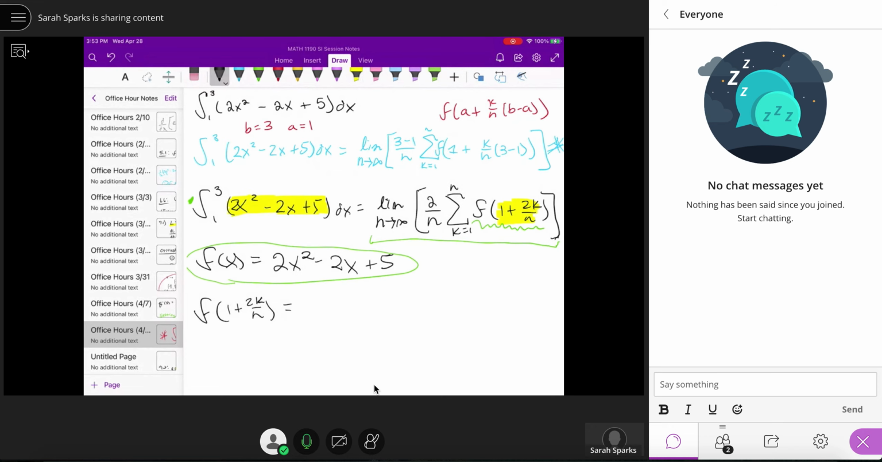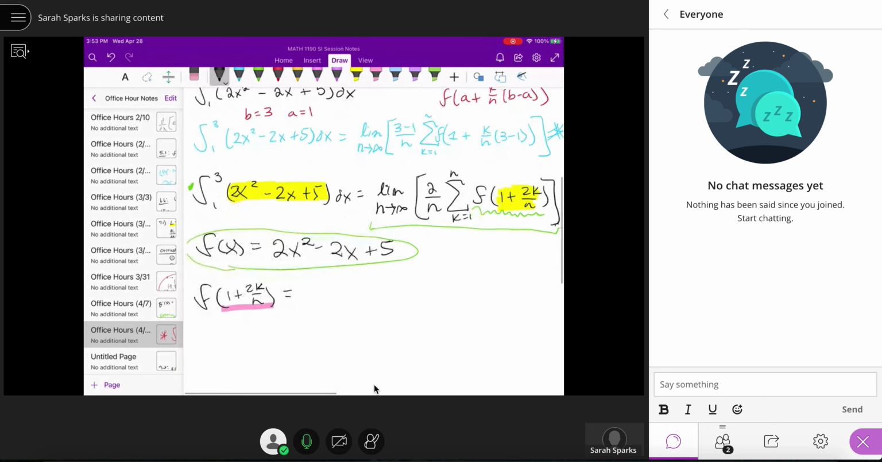And then everywhere you see an x, you're going to replace it with this 1 plus 2k. Oh, okay. Yeah, does that make sense? Yeah, because I was putting the E symbol in it too, and I was like, wait, this is so weird. Yeah, you're totally fine. So all we're doing is plugging in that 1 plus 2k divided by n everywhere we see an x.